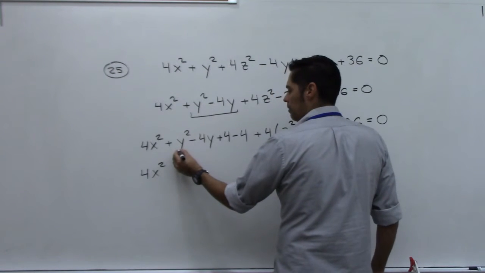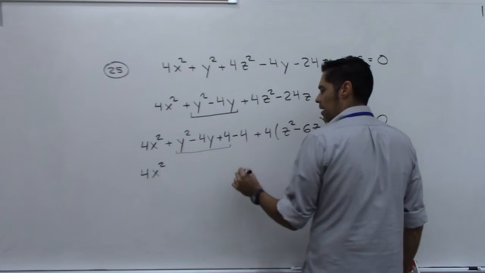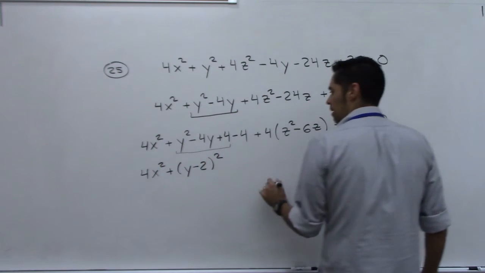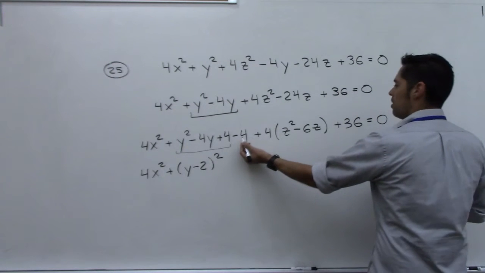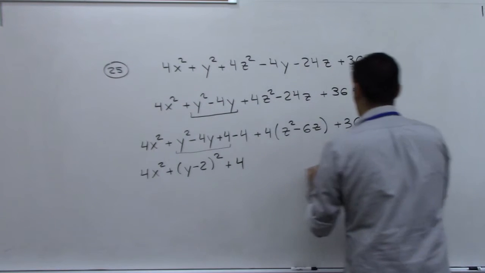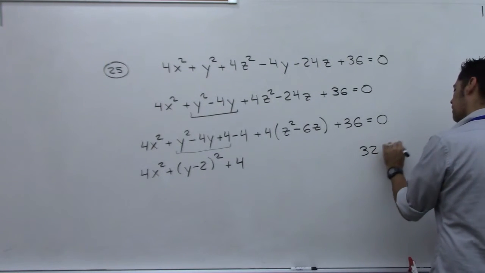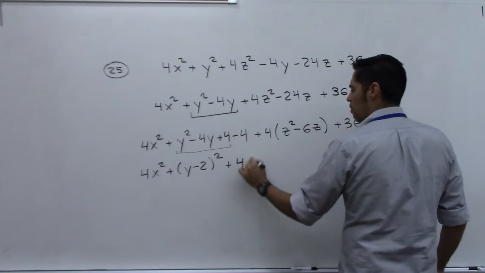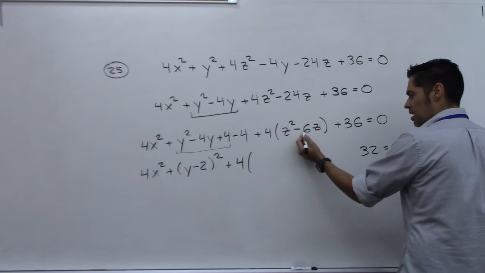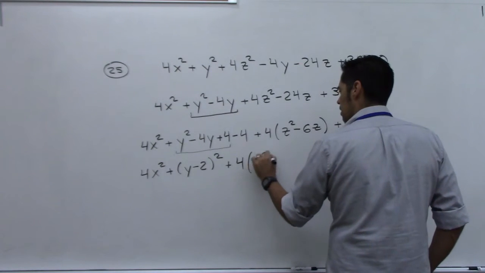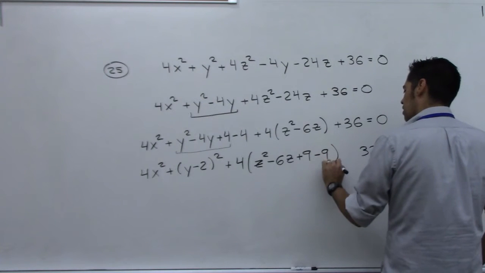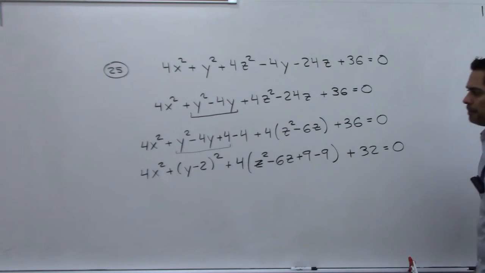While I'm at that, I think I'll go ahead and put those together. We know that that's going to become y minus 2 squared, but then we still have minus 4. I think I'll put the minus 4 together with the 36 and just make it a 32 at the end. So here I'll put the 32 at the end. And here I've got my 4, and then in here I'm going to take half of negative 6, which is negative 3, square it, which is 9, add and subtract it. So z squared minus 6z, here's my plus 9 minus 9, close parentheses, plus 32.